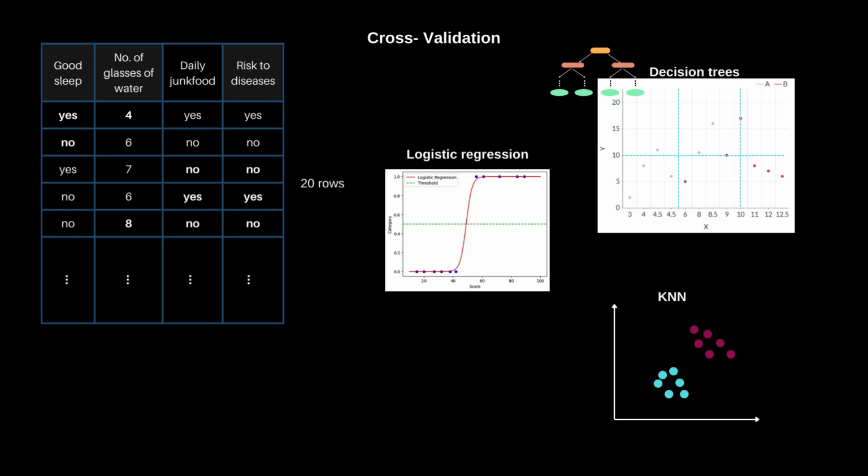Now, we have just 20 rows in this dataset for simplicity. To find the best model among k nearest neighbors, decision trees, and logistic regression, we will use cross validation. So, what exactly is this cross validation? It is like a reality check for our models. It helps us figure out how well our model will perform on new, unseen data.